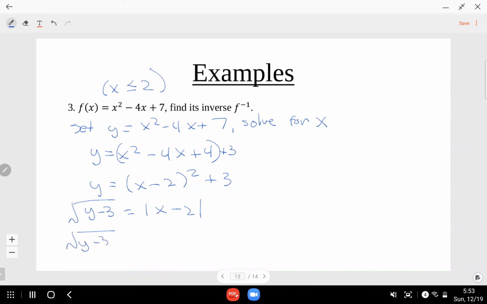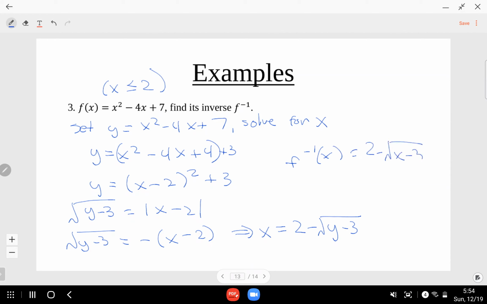Square root of y minus 3 would be equal to negative (x minus 2), which would be 2 minus x, right? So 2 minus x, then we get x equal to 2 minus square root of y minus 3. So then we get our conclusion: f inverse of x is equal to 2 minus square root of x minus 3. Now, there could have been another way you did this, which is the quadratic formula, and that is also an option. So there are two main methods to do this.